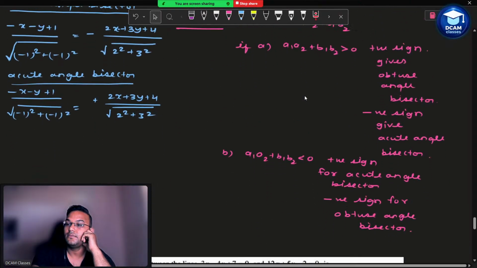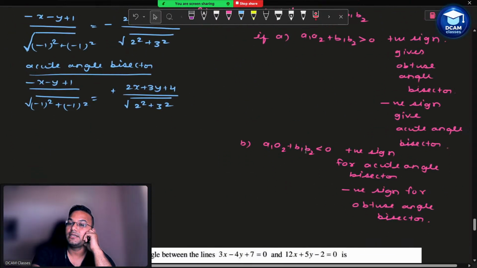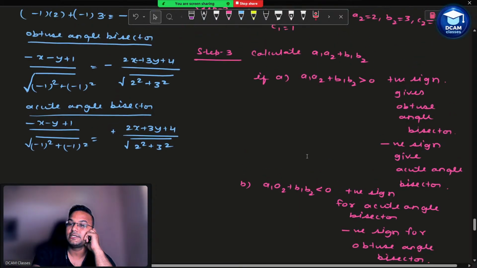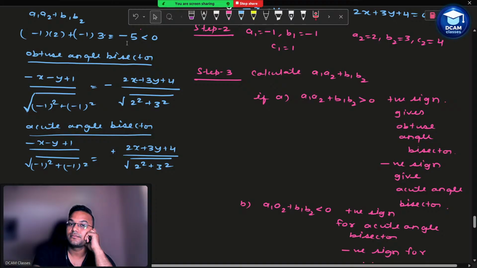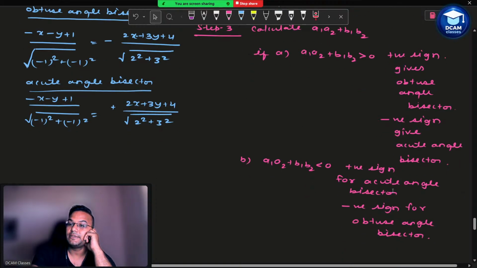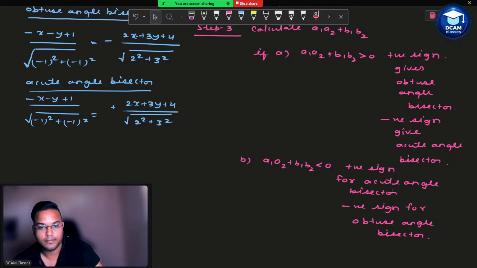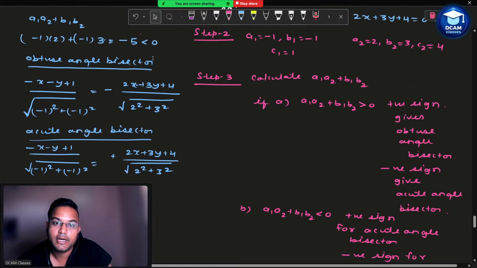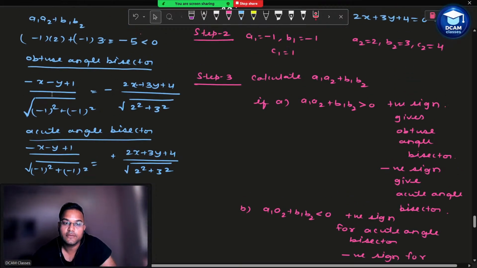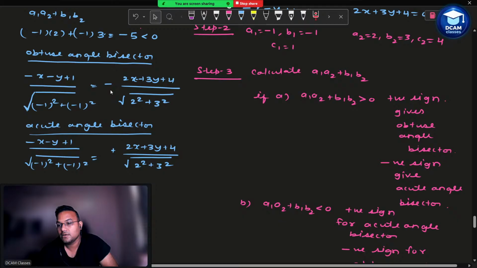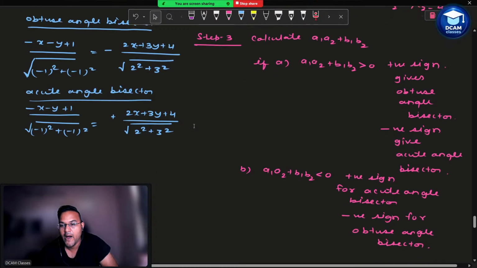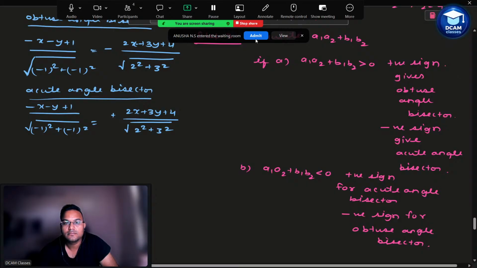Now, in the second case, if a1a2 plus b1b2 is less than 0, like we have got here, the positive sign will represent the acute angle bisector and the negative sign the obtuse angle bisector, respectively. Because we have got negative here, putting this equation in the formula, minus x minus y plus 1, the negative sign will give us the obtuse angle bisector, right? Okay, sir.